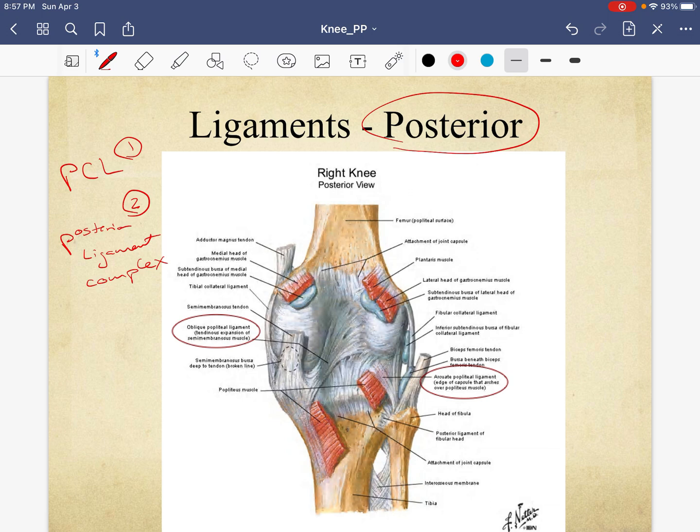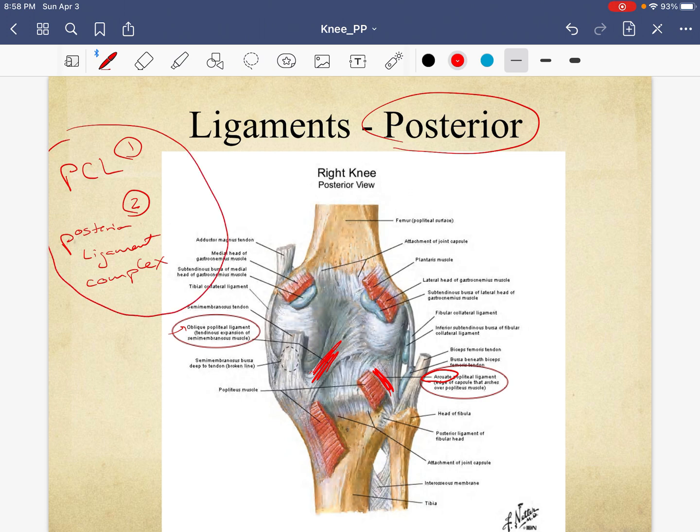Separately, it's the oblique and arcuate popliteal ligaments. So here we can see the oblique popliteal ligament, and then we can see the arcuate popliteal ligament. You don't need to know them individually, but I just would like you to know that they exist.